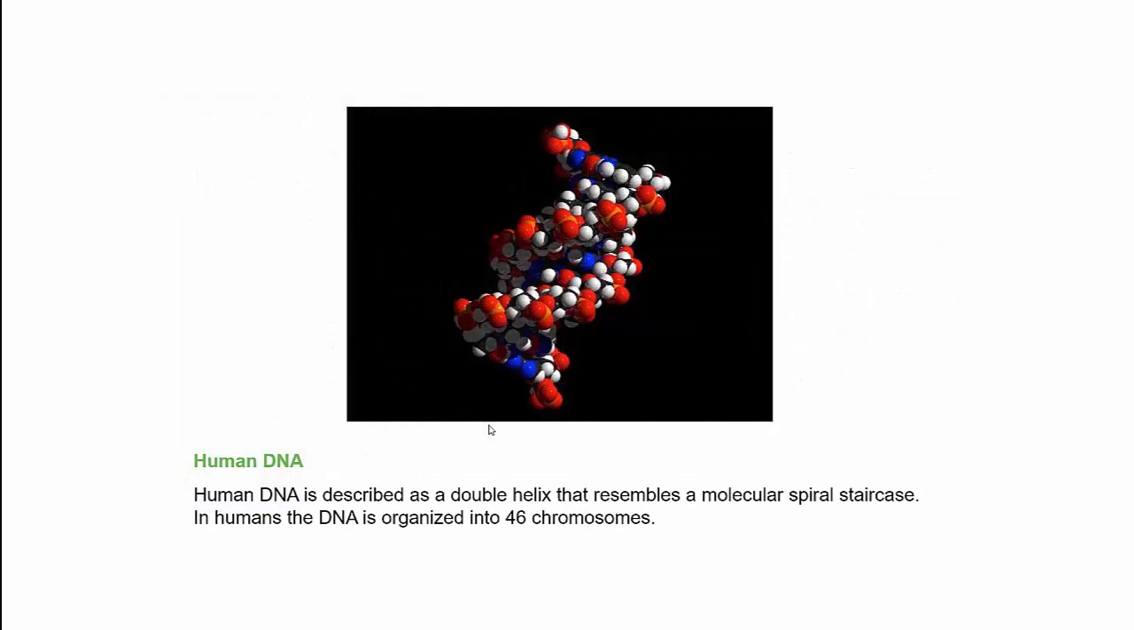And one of the most recognizable molecules in the human body would be human DNA. The human DNA is described as a double helix that resembles a molecular spiral staircase. In humans, the DNA is organized into 46 chromosomes. And we'll take a little closer look at this a little bit later.